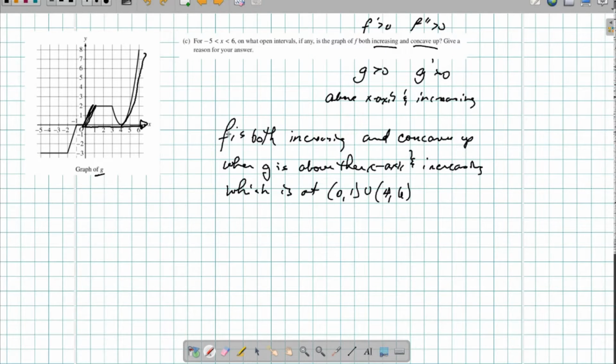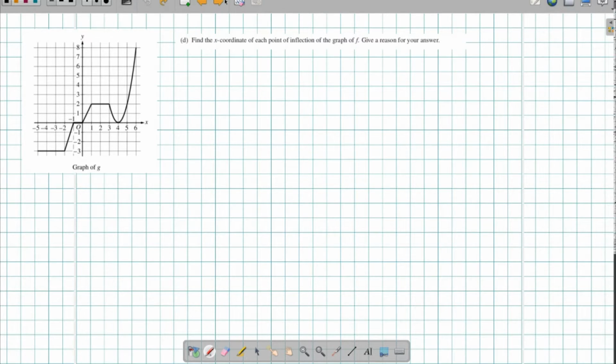So that's part C. On part D, it says find the x-coordinate of each point of inflection in the graph of f. Keep in mind that a point of inflection is where concavity changes.